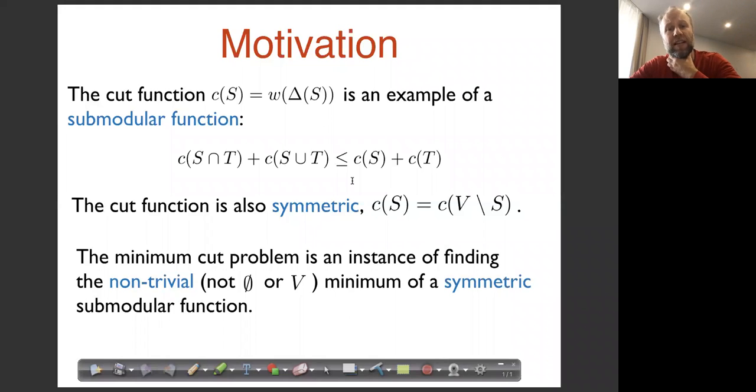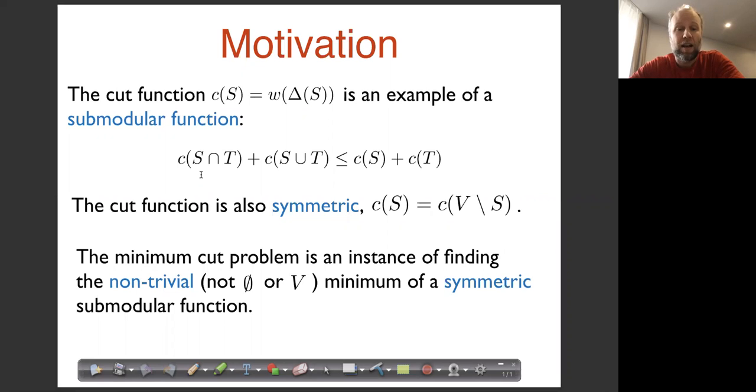Okay, so the cut function is actually a submodular function. What that means is, if we define a function now just on subsets of the vertices V, where let's say C of S is the weight of the cut whose shore is S, then this function has the property that C of S intersect T plus C of S union T is at most C of S plus C of T. This property holds for all S and T, and when that happens, your function is called submodular.